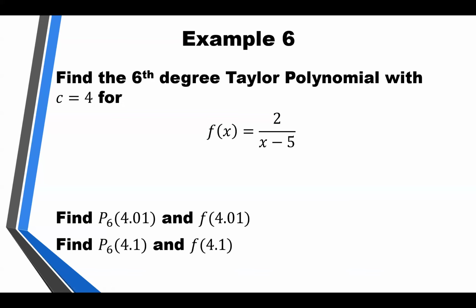All right, so now let's do another. Example 6 says find the 6th degree Taylor polynomial for c equals 4 with this function, 2 over x minus 5. And then do a couple of approximations. Approximate at 4.01 and then approximate at 4.1. So when we're really close to 4 and when we're pretty close to 4.